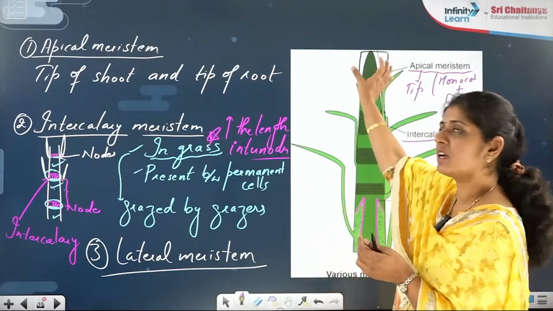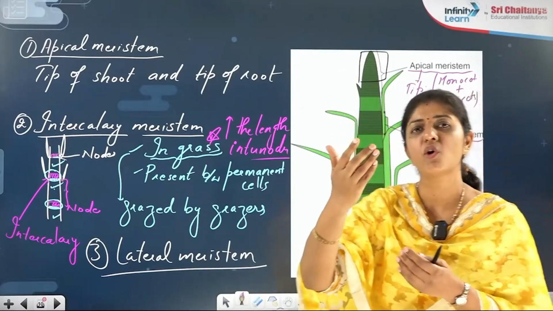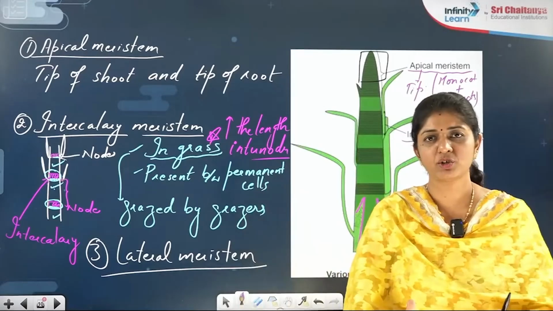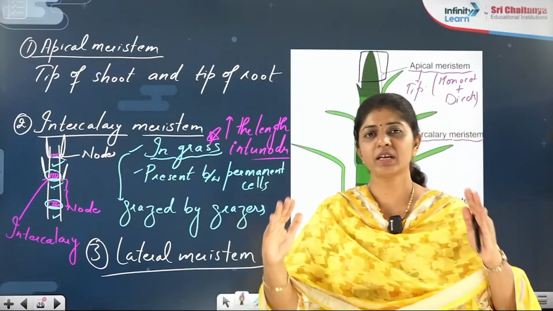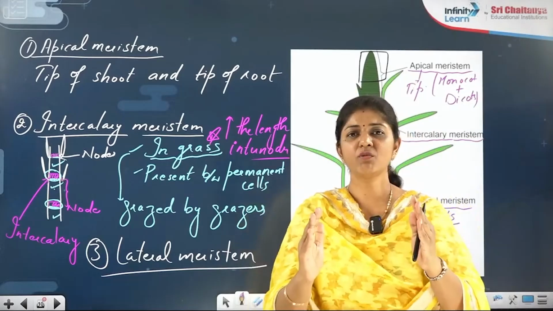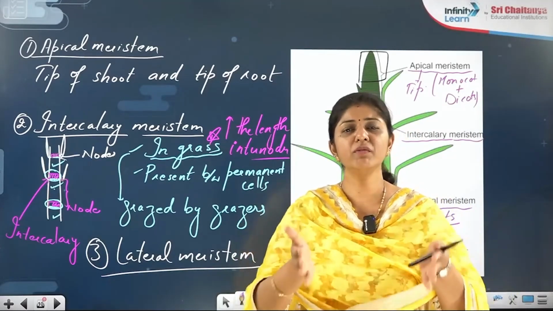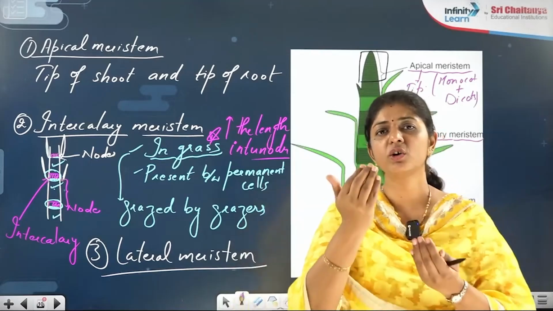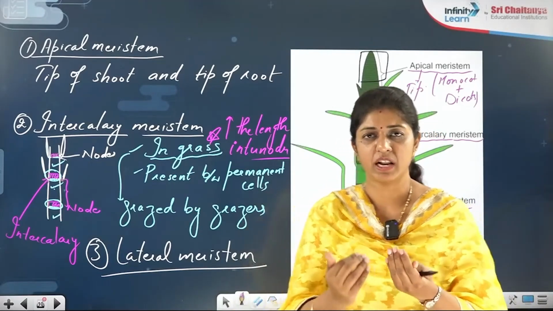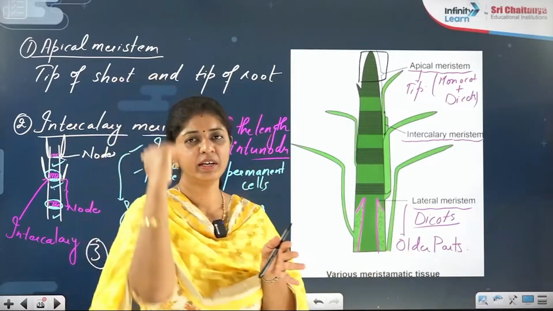Obviously the tip is the younger part. The tip will not have the lateral meristem because it has just been formed. The older part is at the base of the stem. You will find trees growing like this because the upper side is still younger. What is the lower side? Older. So the older part will become more in width. So you will find the lateral meristem on the older part of the plant, like I just discussed, at the base and not at the tip, right?